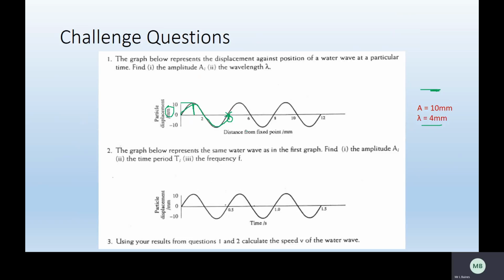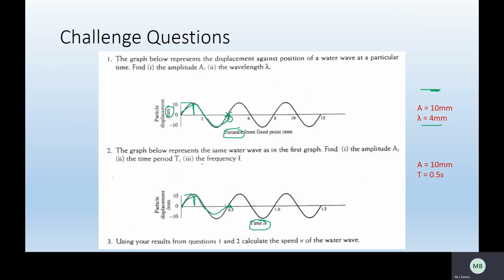For question 2, part A, I'm measuring amplitude. Again, it's for the same wave, so it's from there. I read it off. I've got 10 millimeters. If I look at the time it takes for one complete wave, and notice now I'm measuring time on my x-axis rather than distance on my x-axis, so now I can read off my time period. So the time for one complete wave is 0.5 seconds.